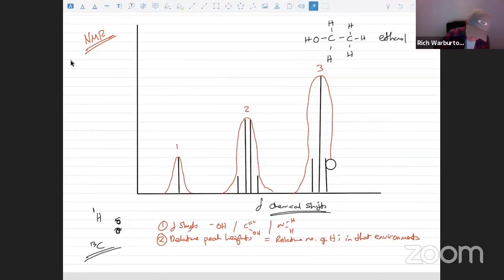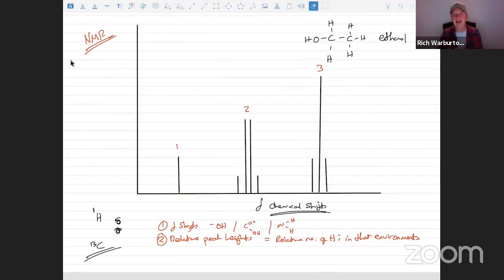Let me get rid of my scroll here. So we've got relative peak heights 3:2:1. Now, in this case, that is the actual number of hydrogens that exists in those different environments. It could be, just could be, that there's 2, 4, and 6 hydrogens in those environments. In this case, there's not. Don't forget, it's a relative peak height, but they can show you the exact number as well. It really depends on the molecule.